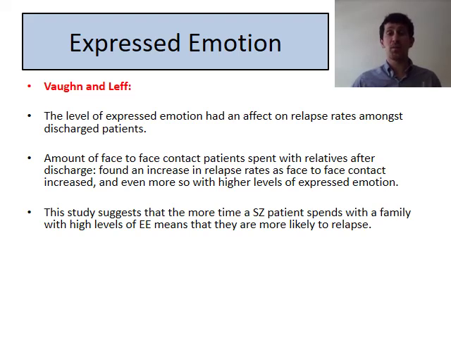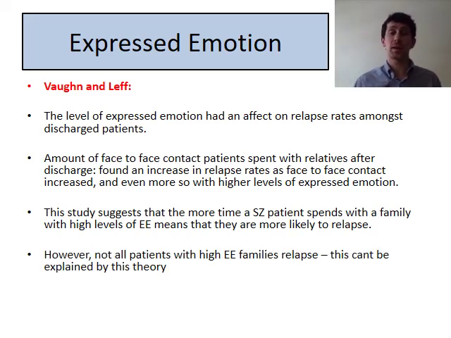This suggests that the more time they spend with them, the more likely they are to relapse. So expressed emotion is clearly a factor that triggers schizophrenia. However, this doesn't happen in all patients. Okay? Not all patients who have high EE families will relapse, and this can't be explained by the theory.